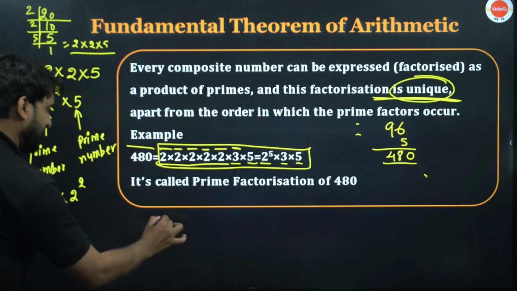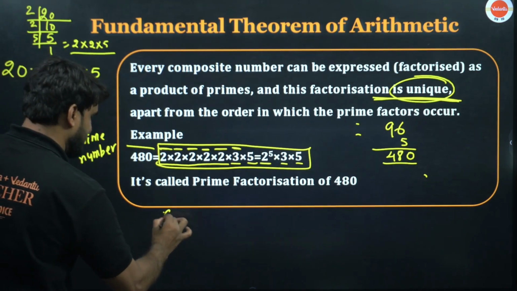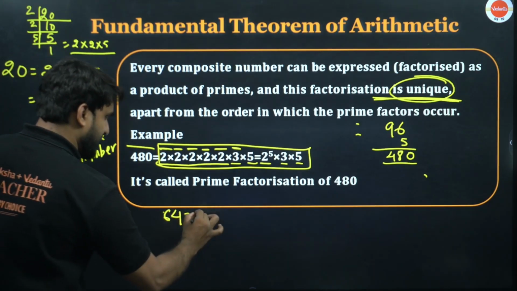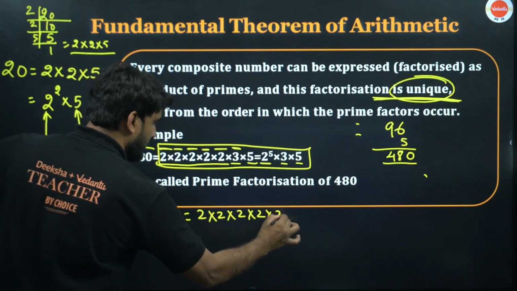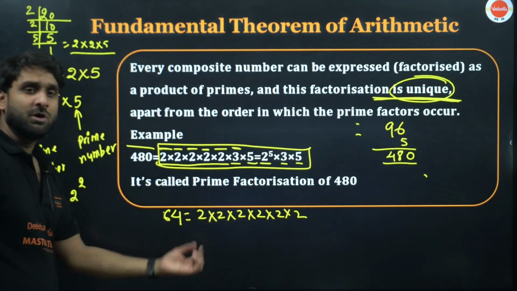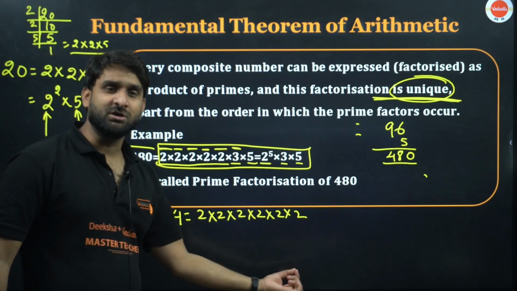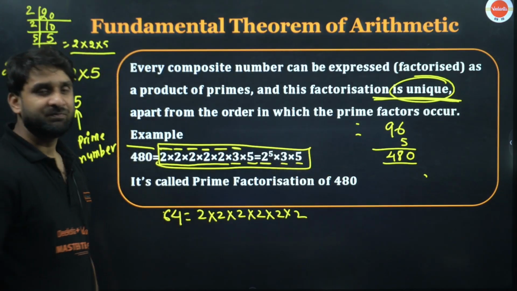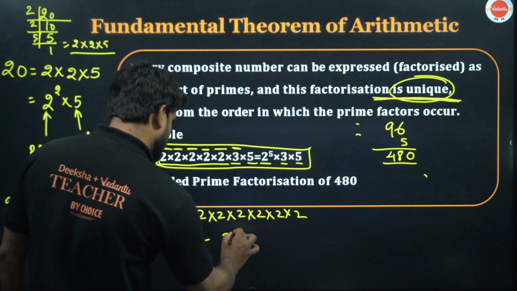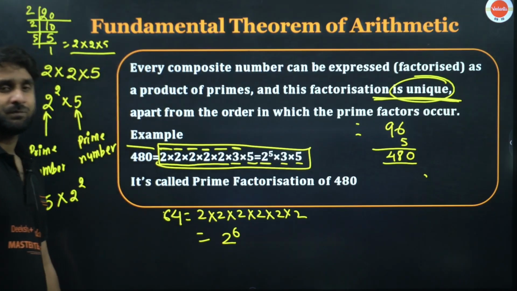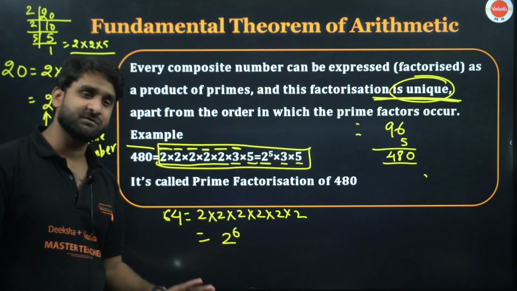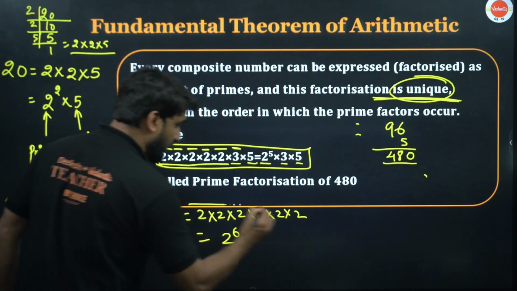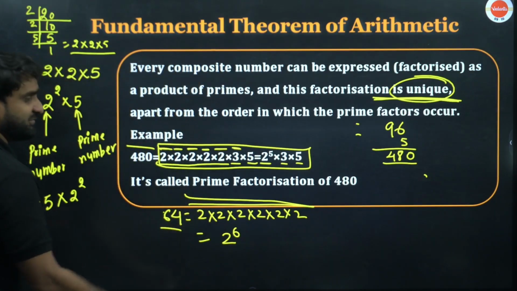For example, 64. 64 can be written as 2 into 2 into 2 into 2 into 2 into 2. Check it once: 2, 4, 8, 16, 32, 64. So it can also be written as 2 to the power 6. How many 2s? 1, 2, 3, 4, 5, 6. So this is called the prime factorization of 64.